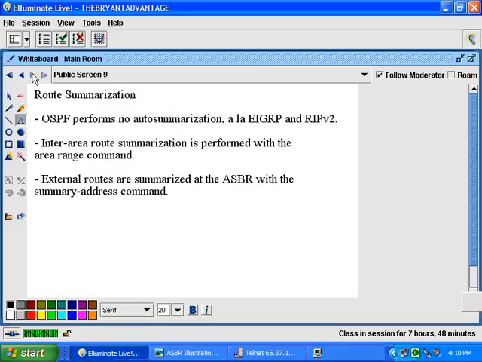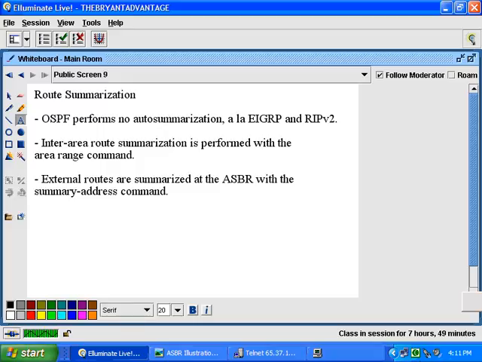So let's take a look then at route summarization. Speaking of keeping busy, the first thing to keep in mind is that OSPF does not perform auto-summarization like EIGRP and RIP version 2 do. So we have no summarization by default going on. Now, OSPF stub areas and total stub areas help us keep that routing table complete and concise. That's what we're looking for. We want to keep it as small as possible.